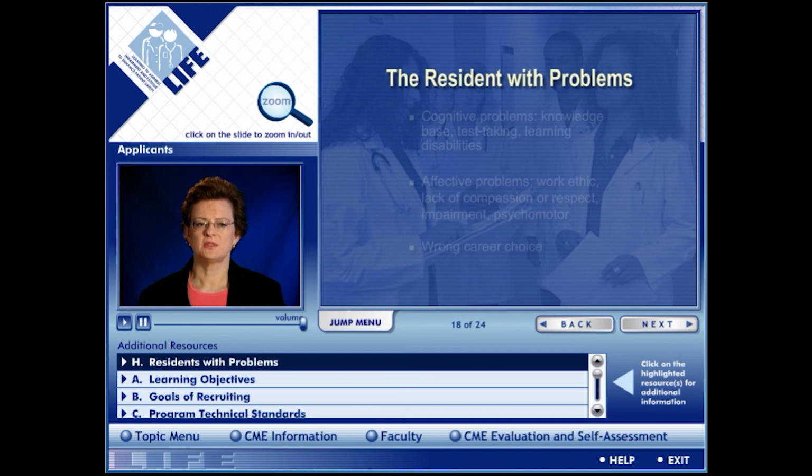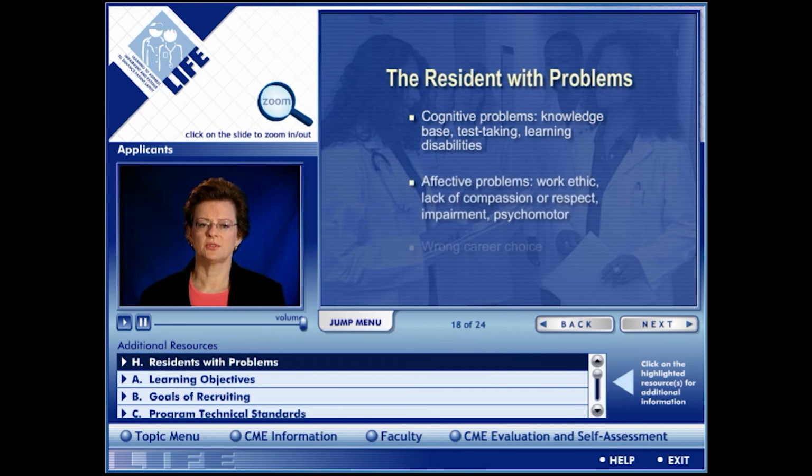However, sometimes it just isn't possible to avoid recruiting residents who have problems. Sometimes cognitive problems, including insufficient knowledge base, test-taking difficulties, or learning disabilities are so subtle that they may be difficult to detect during the interview process. Other problems that can be imperceptible at first are affective problems such as unacceptable work ethic, lack of compassion or respect, impairment, or psychomotor problems that prevent attaining the proper level of technical skill or stamina.